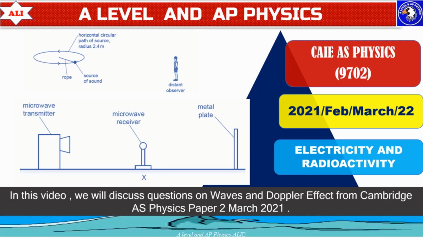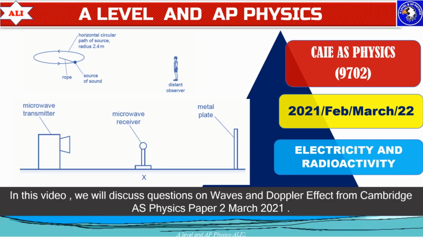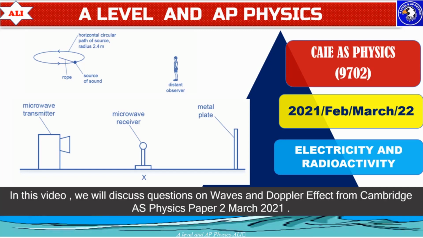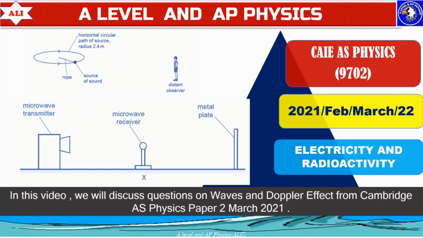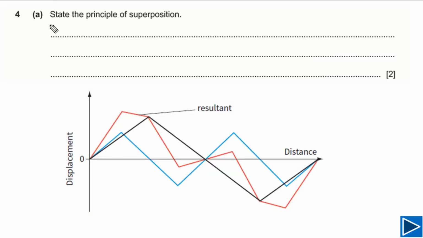In today's class, we will discuss questions on waves and Doppler effect from Cambridge AS Physics Paper 2. This paper is from March 2021. Part A is simply asking us to state the principle of superposition.